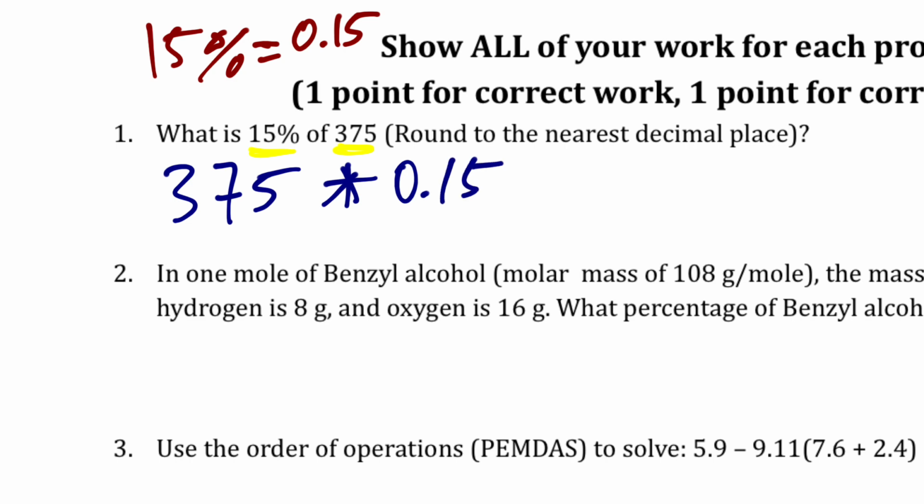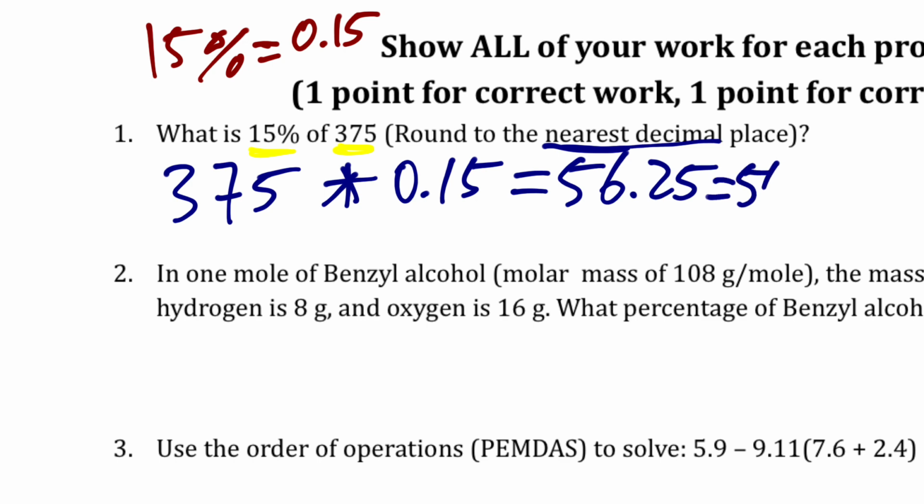So you should be getting about 56.25. And I asked you to round it to the nearest decimal place, which means that you should round it up to 56.3, because you're dropping the 5, and that rounds up the 2. So that is what you will need to do. The final answer should be 56.3.